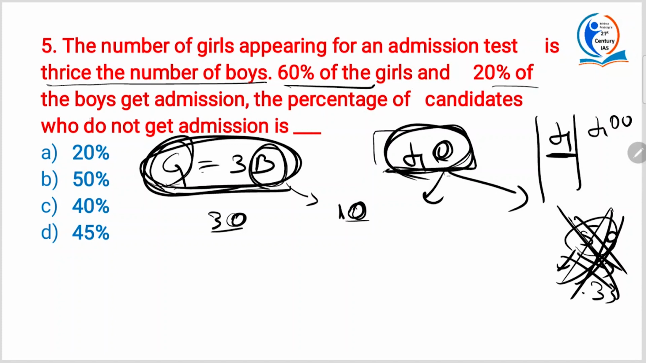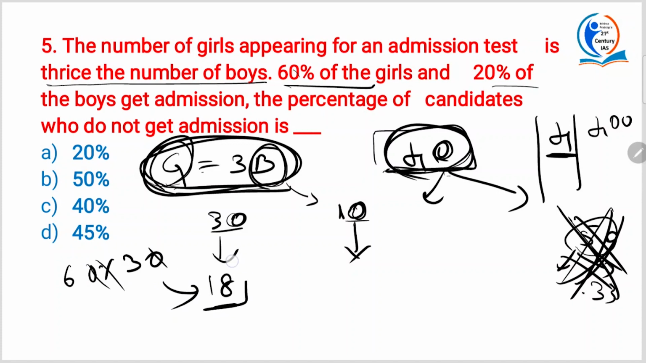60% of the girls and 20% of the boys get admission. Now what is 60% of 30? 1% and 2 zeros will go, right? So 6 3s are 18. 60% of 30 is 18. Why 1%? Two zeros are gone. 6 3s are 18. Now 20% of the boys also get admission. What is 20% of 10? For your understanding, I am writing this, otherwise directly you can write 2.